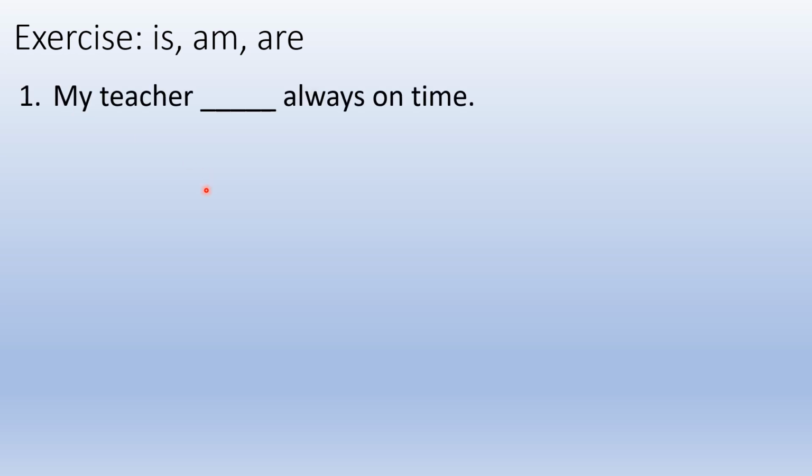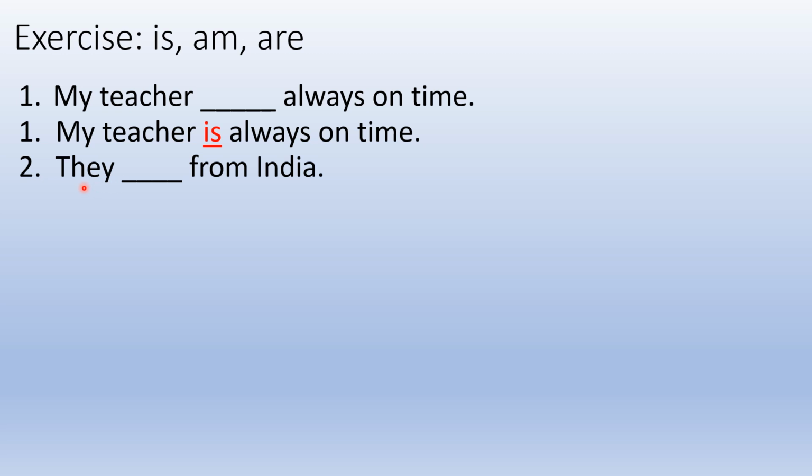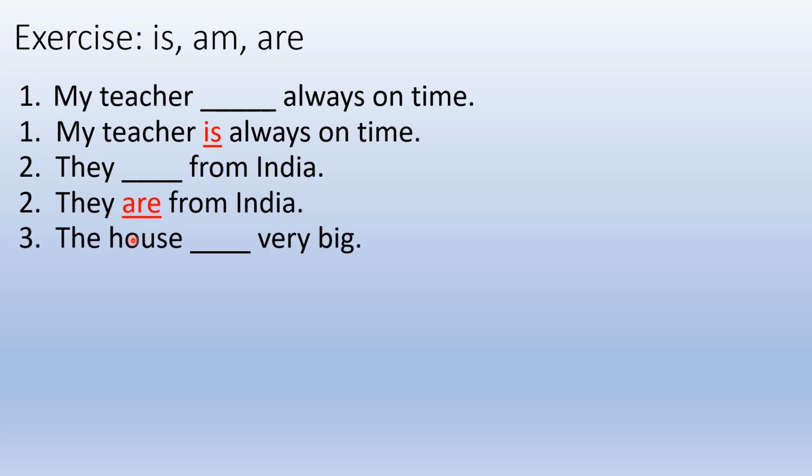So first is: my teacher dash always on time. Here you see the subject, and the subject is singular, one teacher. As I told you, with singular we use is. So the answer is my teacher is always on time. One teacher, singular. They, this is plural. So the answer is they are from India. They plural है और plural के साथ हमेशा are का use होता है.